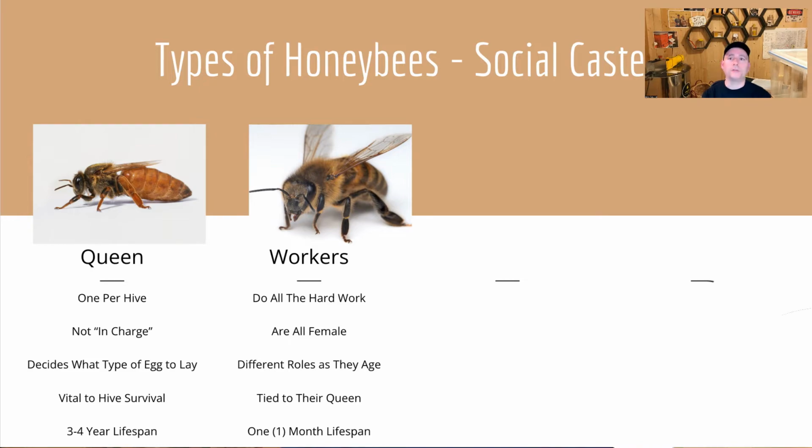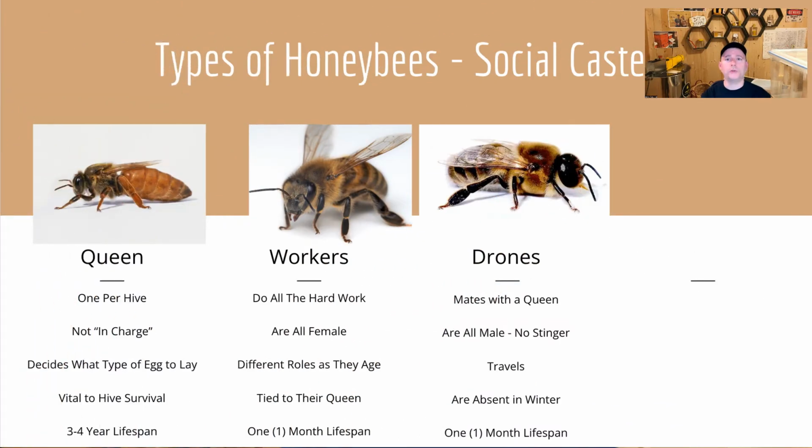So those are the workers. And then we have drones, which are the males, and they have one job only, and that's to mate with a queen. So when a new queen is born, she's a virgin queen, she will do what's called a mating flight. She will fly off to a location where there's a bunch of drones. Drones will attempt to mate with her. Several probably will.